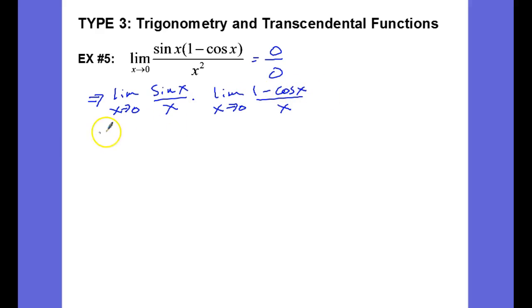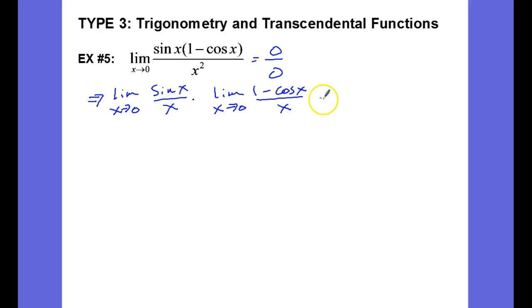Okay, what can we do? Well, if you forget that the limit as x approaches 0, sine x over x is actually 1, if you forget that the limit as x approaches 0, 1 minus cosine x over x is actually 0, if you forget both of those rules, but you remember L'Hopital's rule, you're saved in this situation.